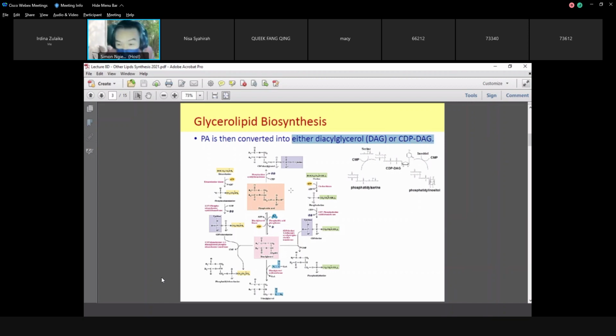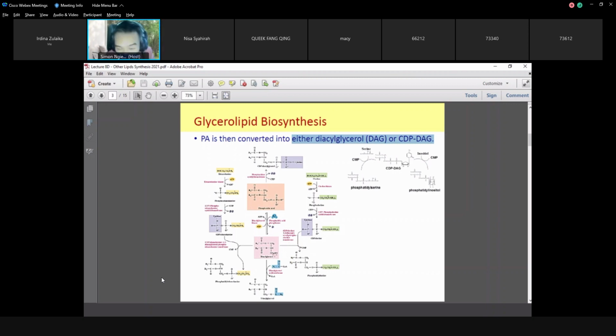So this is your phosphatidic acid. As you can see, 2 fatty acids and 1 phosphate group. It can be either converted into your CDP-DAG, a complicated process whereby it forms this complicated structure, or it could be forming diacylglycerol. If it's formed as diacylglycerol, your phosphate group here is being removed and changed to a different group or structure.